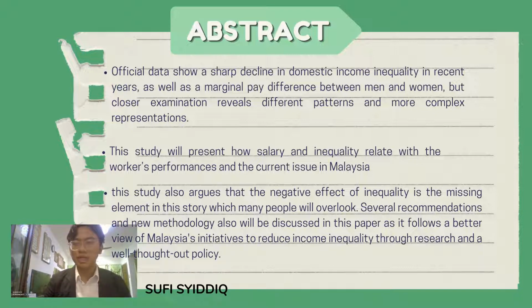This study will present how salary and inequality actually relate with the workers' performances and the current issue in Malaysia. This study also argues that the negative effect of inequality is the missing element in our case study, which many people actually overlook. Several recommendations and also a new methodology will also be discussed in this paper, as it follows a better view of Malaysia's initiative to reduce income inequality through research and a well-thought policy.